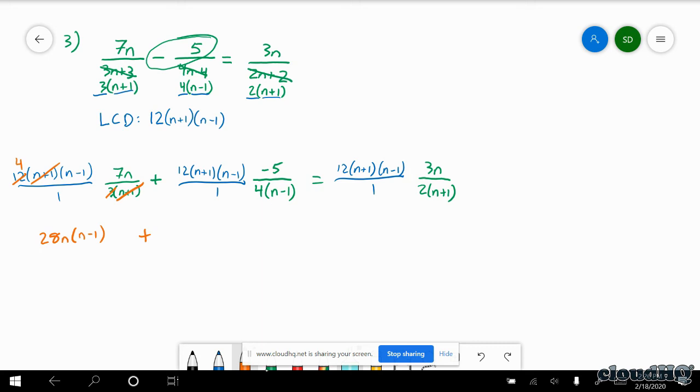Next part, n minus 1 cancels, and the 4 goes away, changing the 12 to a 3. So I have a 3 times n minus 1 times negative 5. So 3 times negative 5 makes negative 15 times n plus 1 equals, and then in the last one, n plus 1 cancels. 2 simplifies with the 12, turning the 12 into a 6. So 6 times 3n is 18n, and then I have n minus 1. Now let's do our distributing.